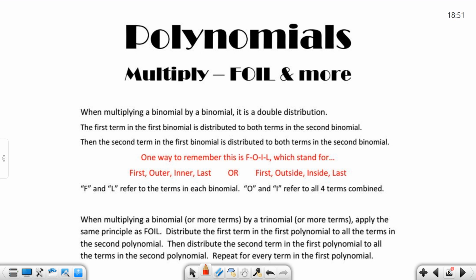Okay, so you can see this can get really big really fast. So the biggest one I'm going to do in this video is a binomial times a trinomial, 2 terms times 3 terms, right? Which results in 6 terms, and then if you can combine any, you can. If you can't, then it stays 6 terms.